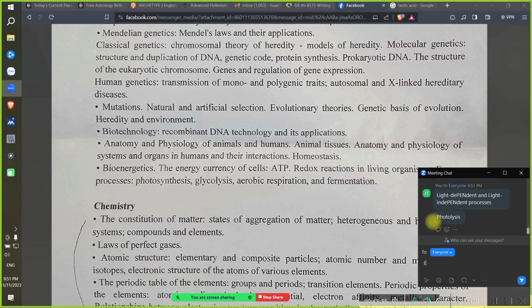Photolysis. You also have another electron transport chain.